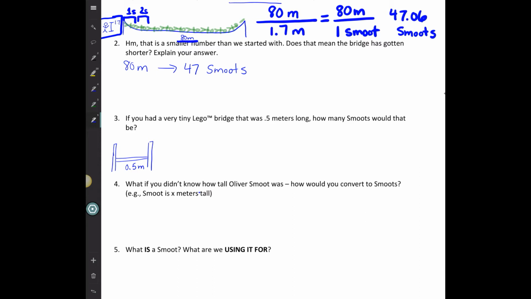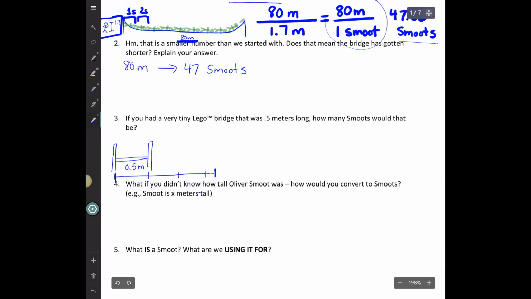Maybe pause here and see if you can figure out, okay, if this is how we converted from meters to smoots up above, can you figure out how many smoots will fit on this bridge? So keep in mind, this is half of a meter, but our smoot is actually more than 1 meter. He's more than 1.5 meters. He's actually 1.7 meters, right?